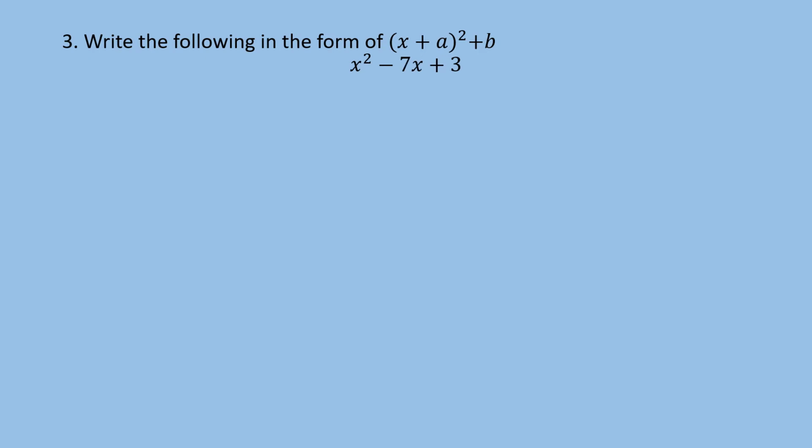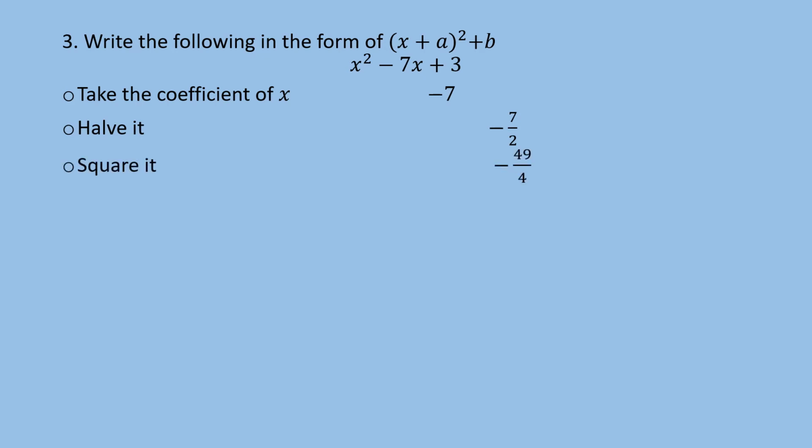Okay, let's see this example too. Write the following in the form (x plus a) squared plus b. The equation is x squared minus 7x plus 3. We'll go through that method. Take the coefficient of x, minus 7. Half it, it's minus 7 divided by 2. Square, it's 49 divided by 4.